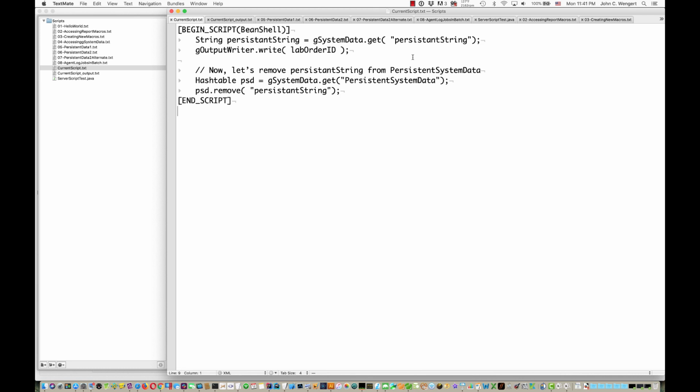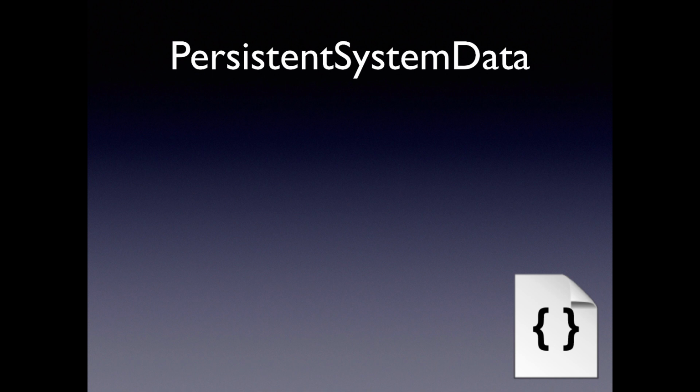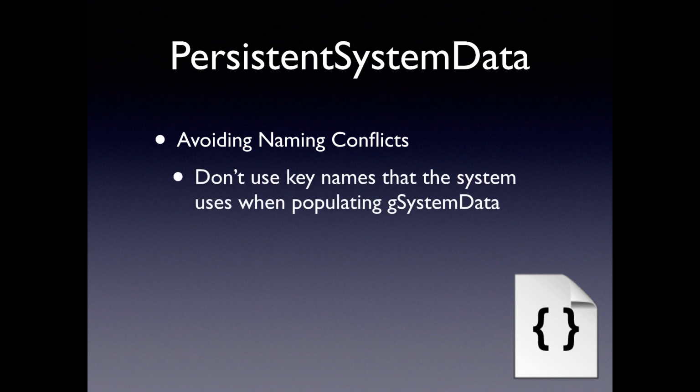So with that, let's talk about our last point with the persistent system data, and that is avoiding naming conflicts. Like I was saying, don't use key names that the system data uses when populating G system data.